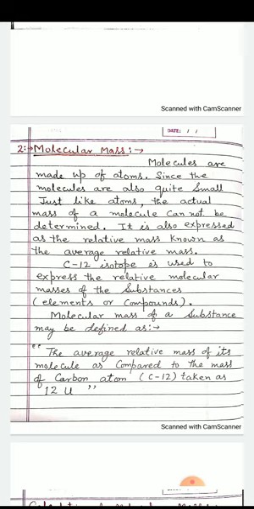Carbon-12 isotope is used to express the relative molecular masses of the substances (elements or compounds). Molecular mass of a substance may be defined as the average relative mass of its molecules as compared to the mass of carbon atom (carbon-12) taken as 12 unified mass.